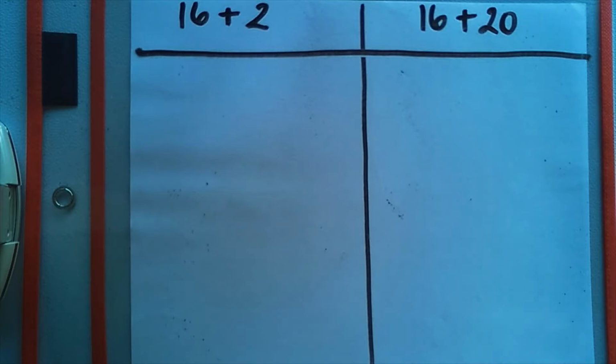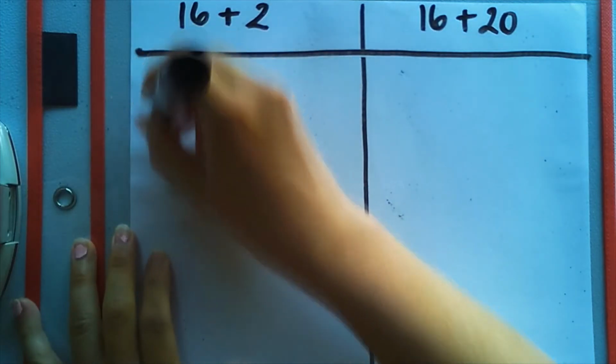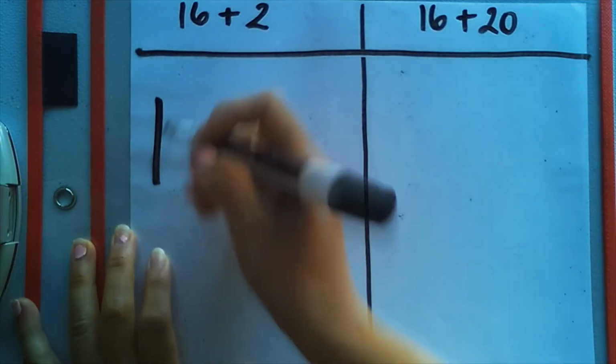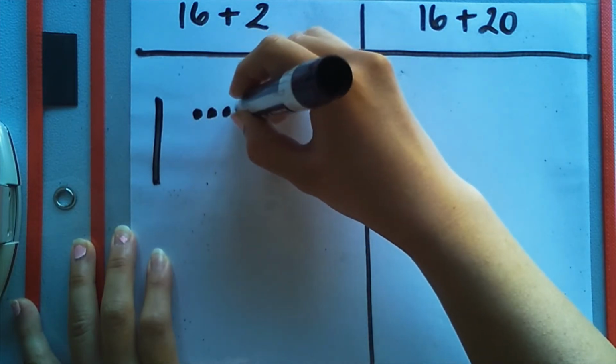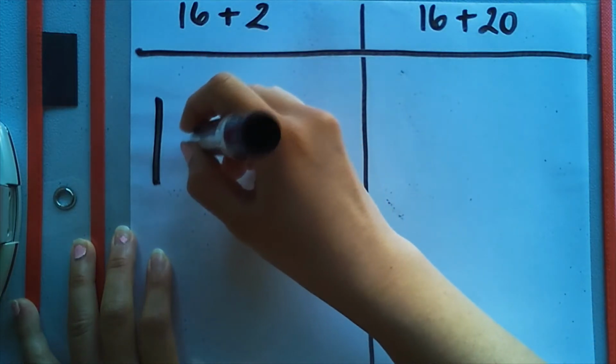Let's make quick 10 drawings to show how we can solve these problems. Let's start on the left side. Ready? So we're going to start by drawing 16. I have one quick 10, and then I'm going to set up our 6 ones using 5 groups, because that's what second graders do.